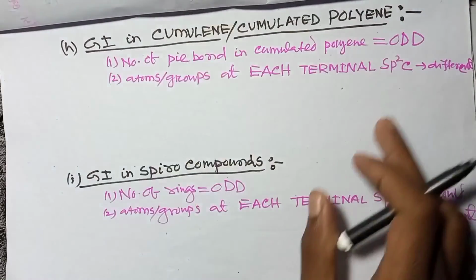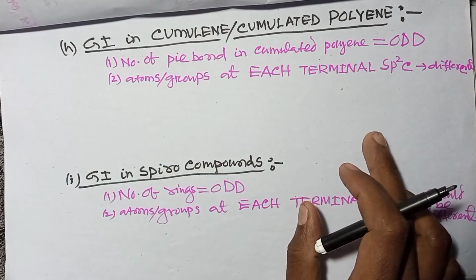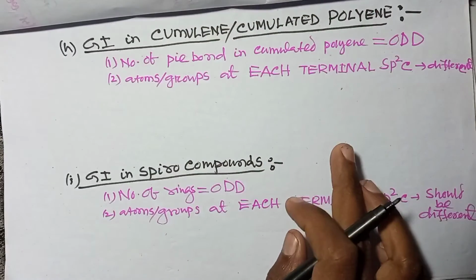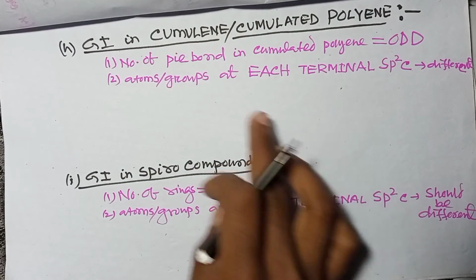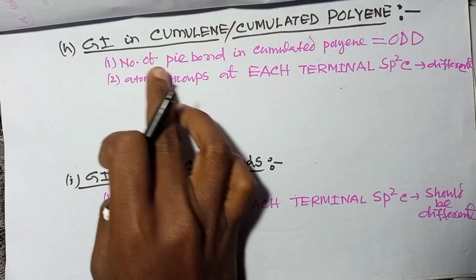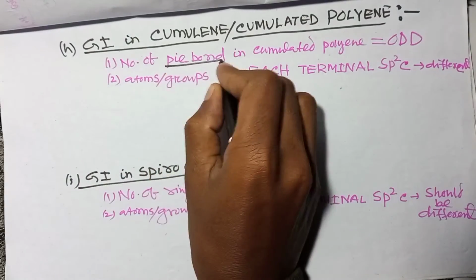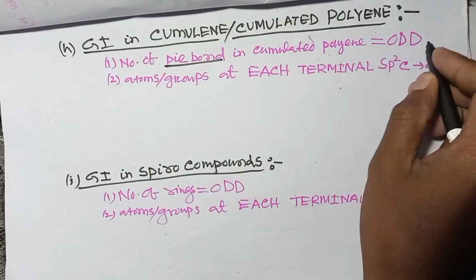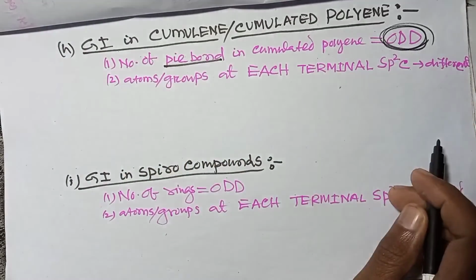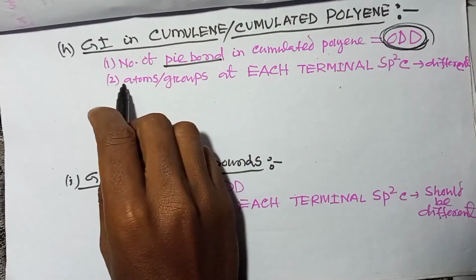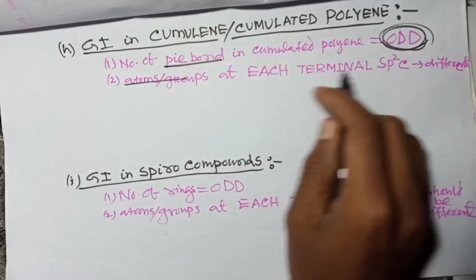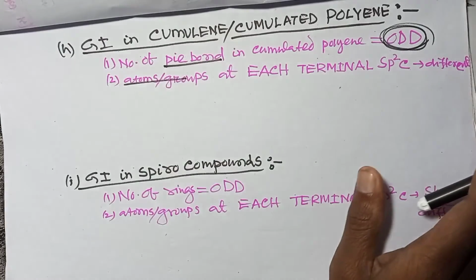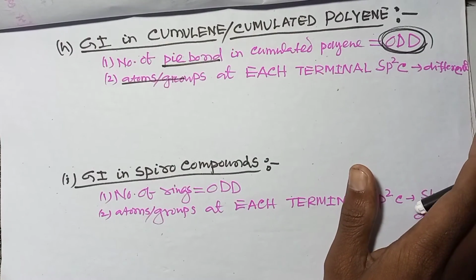Here is the condition for geometrical isomerism in cumulene, or cumulated polyene. The condition says that the number of pi bonds in the cumulated polyene should be odd. An odd number of pi bonds should be present, and atoms or groups at each terminal carbon should be different. These are the conditions.